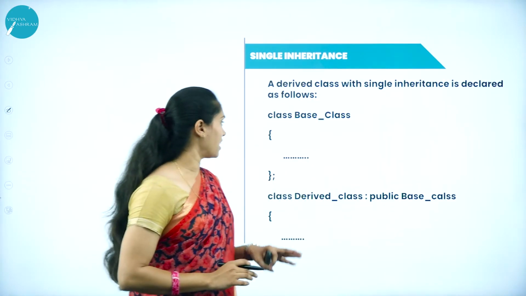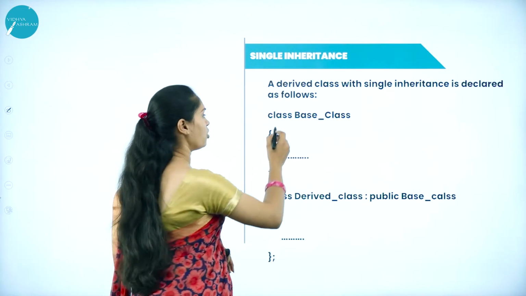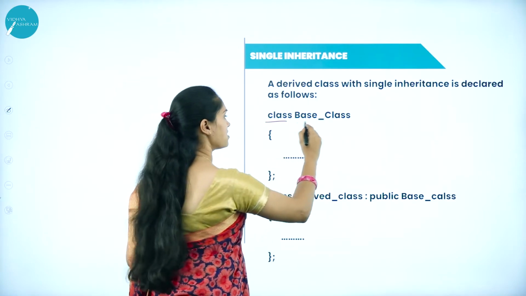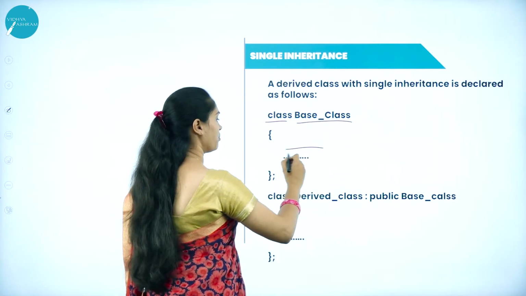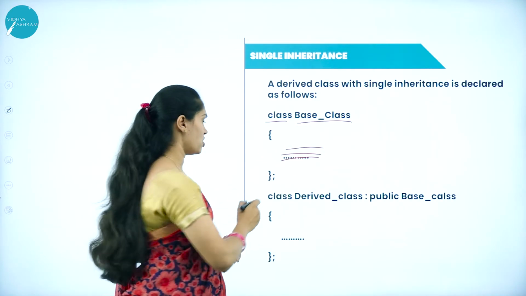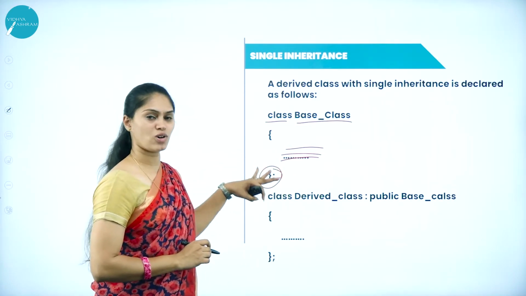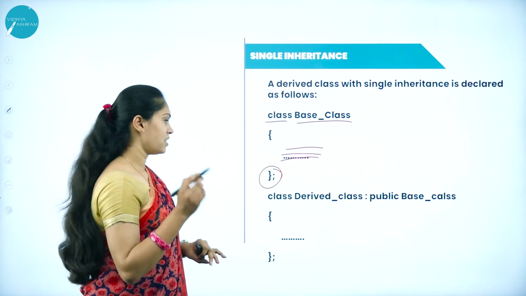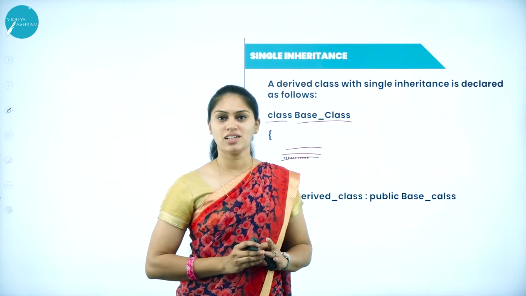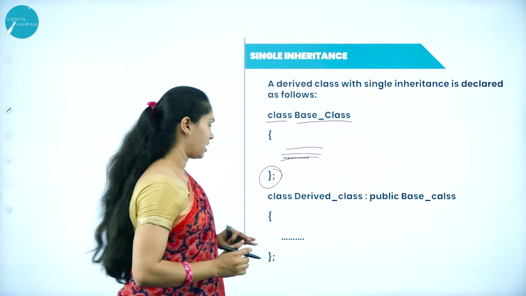Here you can see the content or syntax. I am going to create one base class. How to create a base class? Class and the base class name, and it may comprise data members as well as member functions. I am going to close the scope of the class. Then what is the syntax in order to write the derived class?